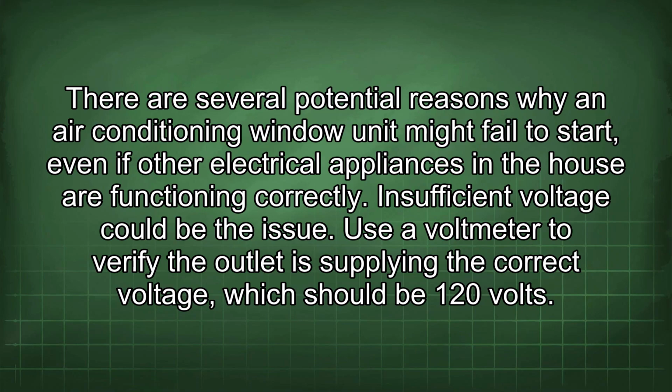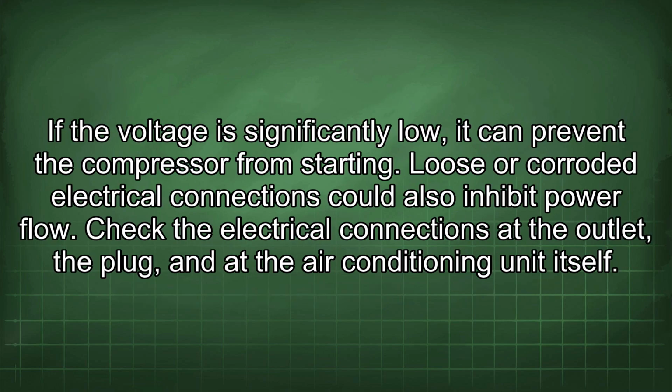There are several potential reasons why an air conditioning window unit might fail to start, even if other electrical appliances in the house are functioning correctly. Insufficient voltage could be the issue. Use a voltmeter to verify the outlet is supplying the correct voltage, which should be 120 volts. If the voltage is significantly low, it can prevent the compressor from starting.